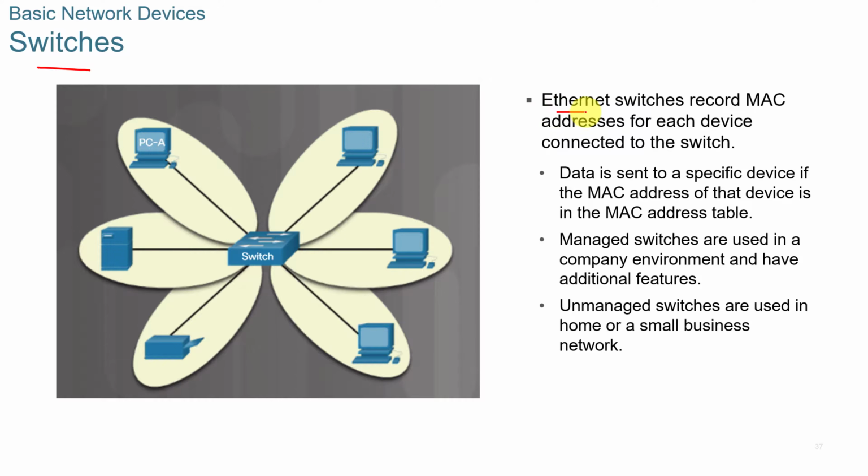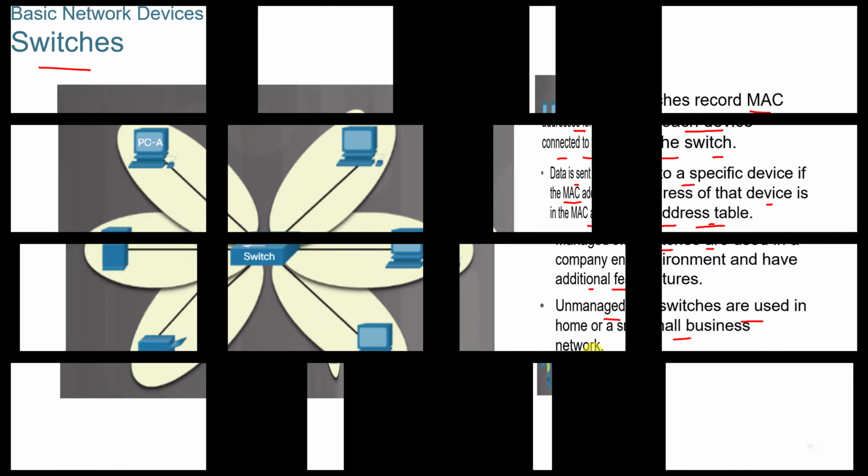Switches, or Ethernet switches, record MAC addresses for each device that is connected to the switch, and data is sent to a specific device if the MAC address of that device is in the MAC address table. Managed switches are used in a company environment and have additional features. Unmanaged switches are used in home and small business networks.